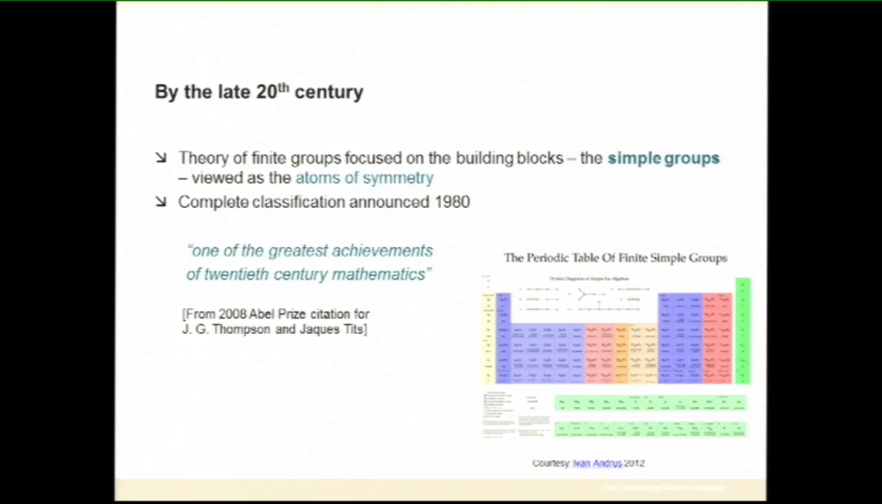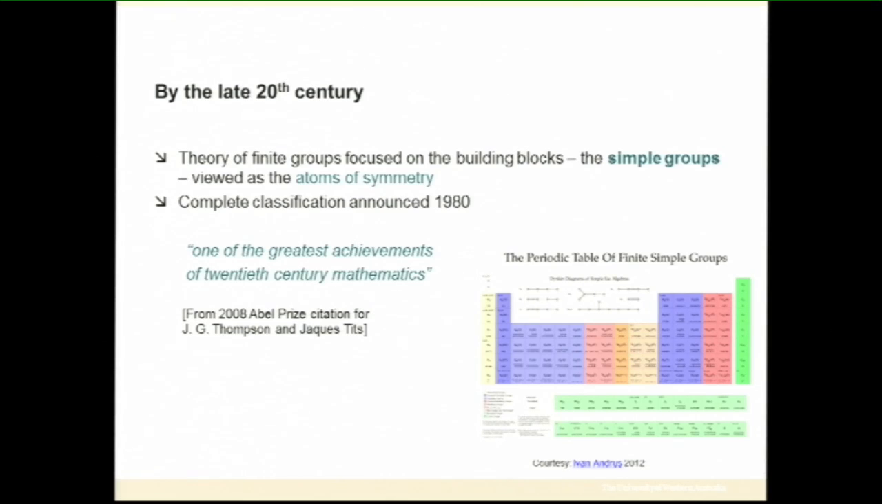By the late 20th century, the theory of finite groups focused on the building blocks for finite groups, the so-called finite simple groups. These you can think of as the atoms of symmetry, and indeed these atoms of symmetry were classified. The announcement was roughly 1980, with a few tails to be tied up over the next 20 years.